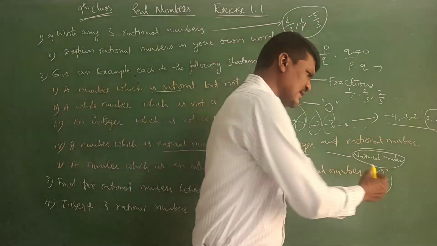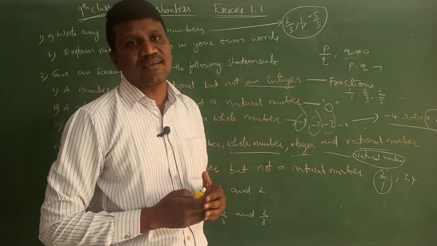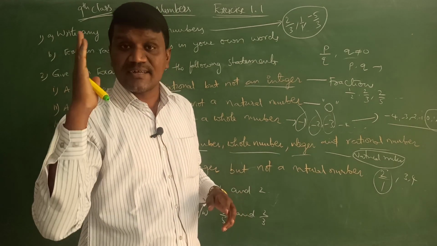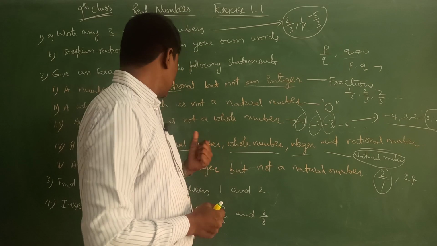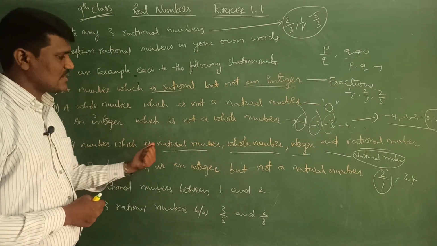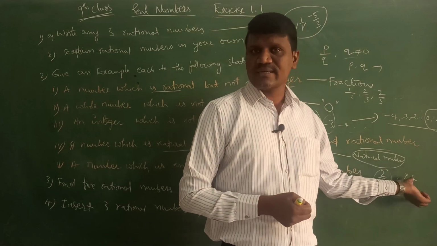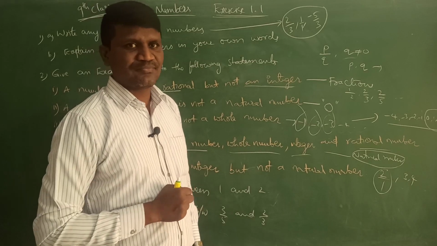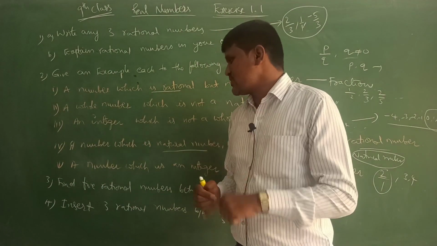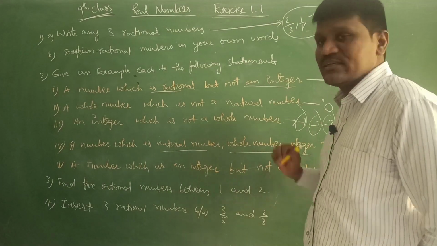Not only 2, you can take 3, you can take 4, any natural number you can take. So every natural number is an integer, a rational number, and a whole number. So the answer for a number which is a natural number, whole number, integer and rational number is: I can take 2, I can take 3, I can take 4, like that. You can write only any one number. Okay students, right? Next one is a number which is an integer but not a natural number.